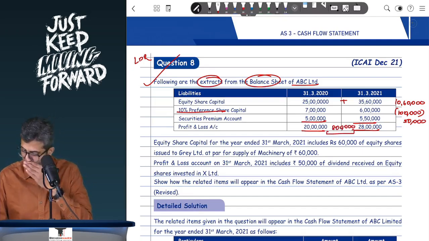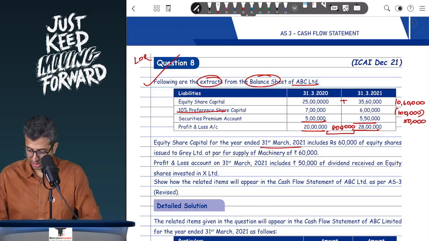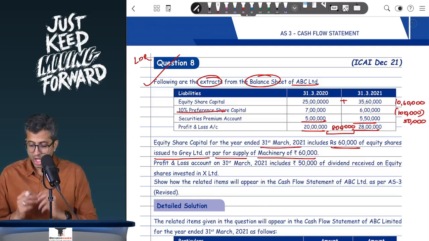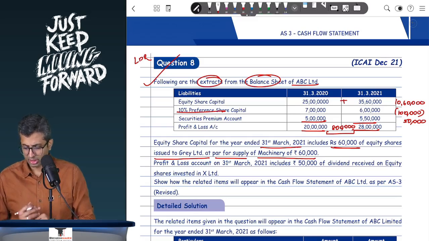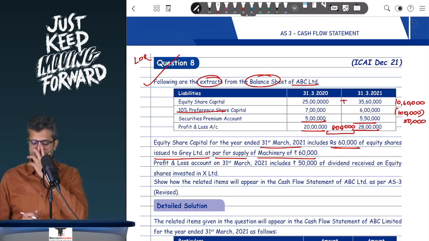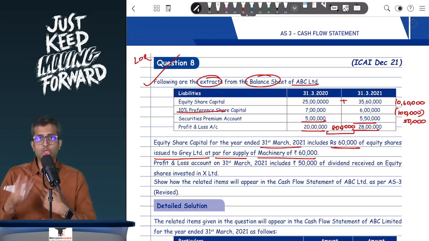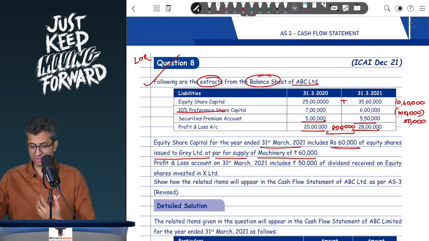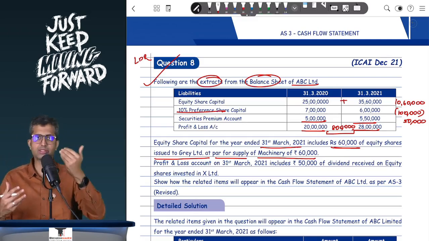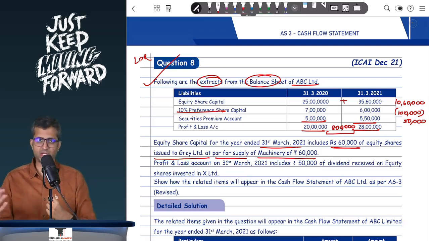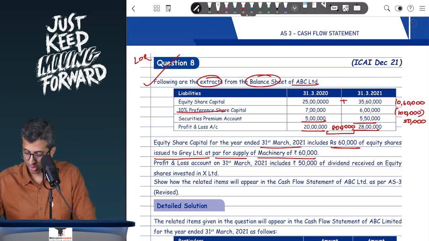Must be profit. Now equity share capital for 31st March 21 includes 60,000 equity shares issued to Grey at par for supply of machinery of 60,000. Which means now the share capital is going up by 10 lakh 60, but is that 10 lakh 60 backed by cash? No, 60,000 out of this is actually against machinery, and hence the remaining 10 lakhs will be towards cash. So this is 10 lakhs cash flow from financing.